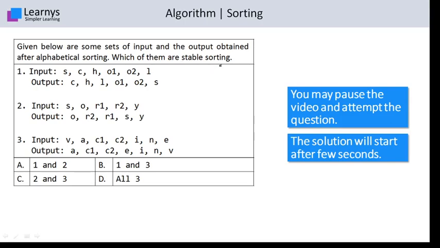So the question is based upon stable sorting. Some sets of input and corresponding sorted outputs are given to you, and you have to identify which of them are stable sorting. So you can pause the video and attempt the question.